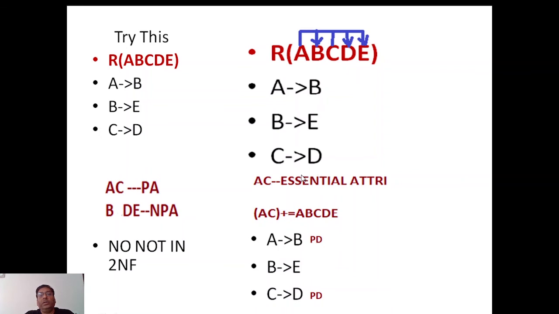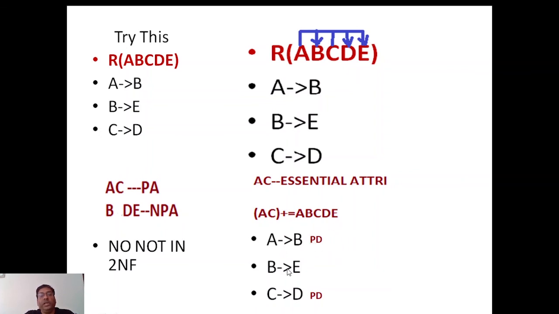So here you can see that the essential attribute is AC. AC is an essential attribute, and AC is able to find the values of all other attributes. So AC is going to become your candidate key. When AC is the candidate key, we call A and C prime attributes, and the rest of the attributes are called non-prime attributes. So here you can see B is dependent only on A, whereas our candidate key is AC. So B is dependent only on part of the candidate key. So there is a partial dependency over here.